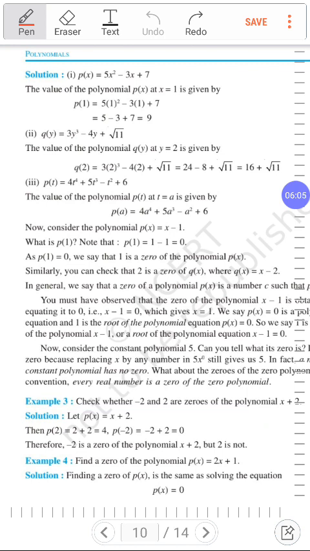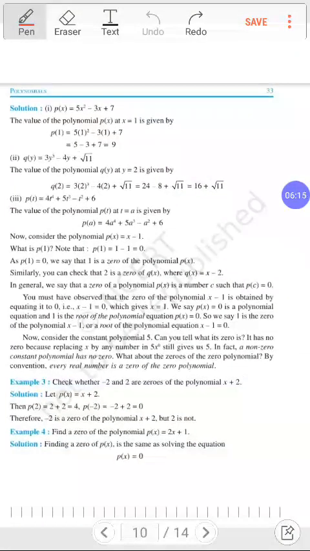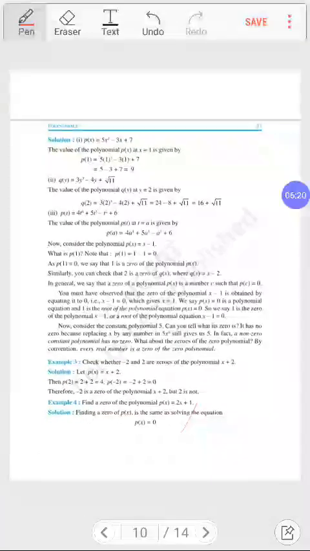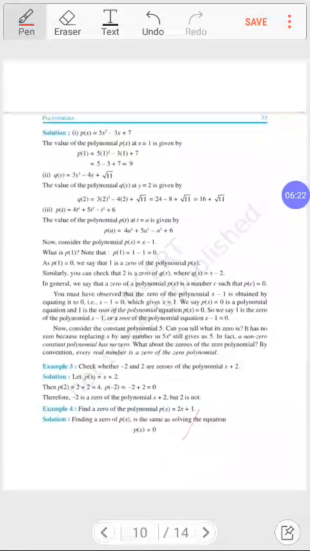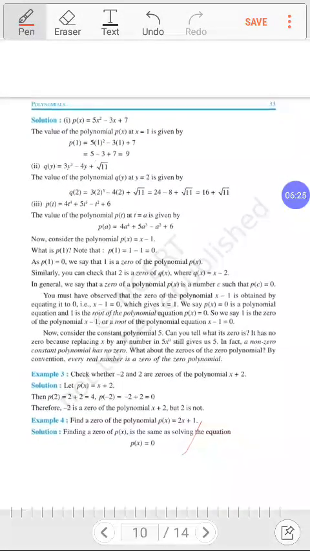Find the 0 of the polynomial x plus 2. Okay, now find a 0 of the polynomial p(x) is equal to 2x plus 1. When we are finding the 0 of the polynomial p(x) is equal to 2x plus 1, then what do we do? We equate this polynomial 2x plus 1 with 0. We write p(x) is equal to 0.